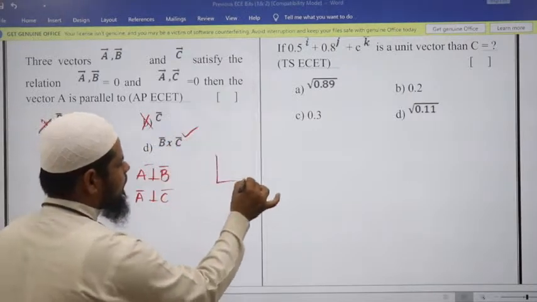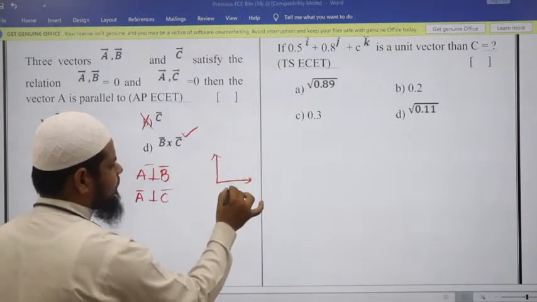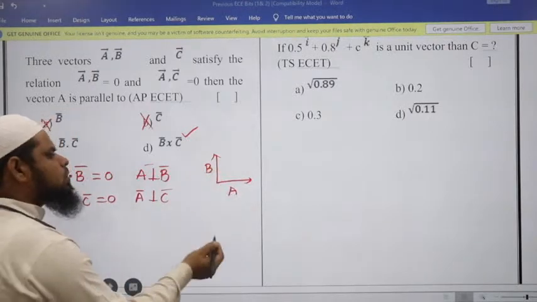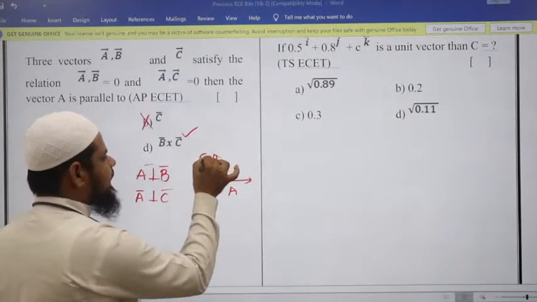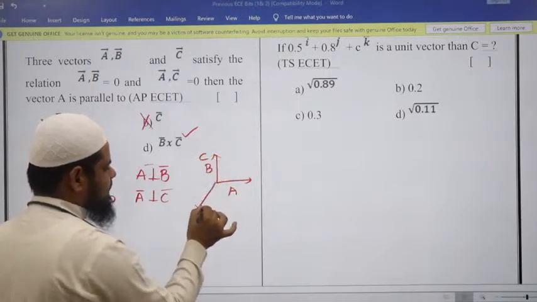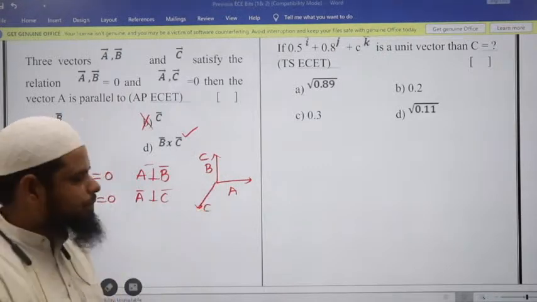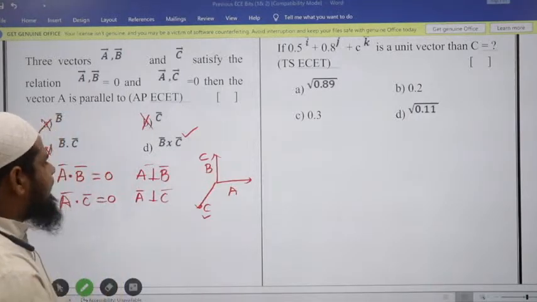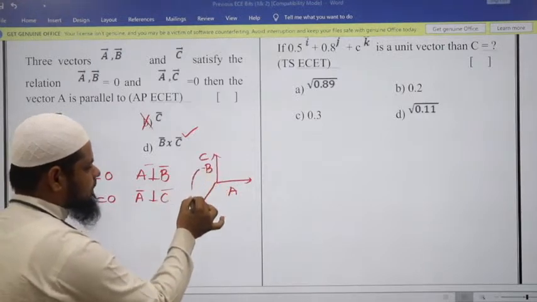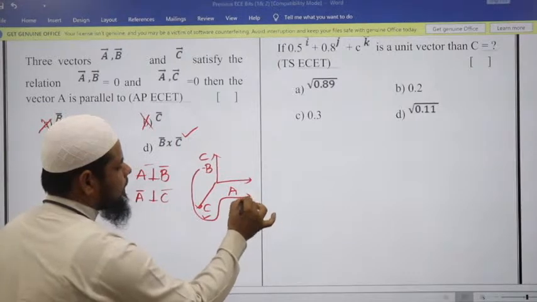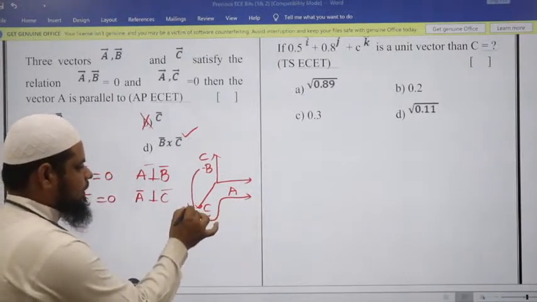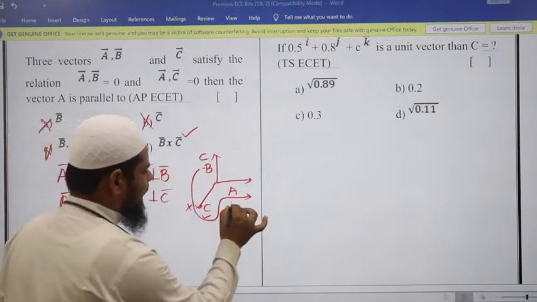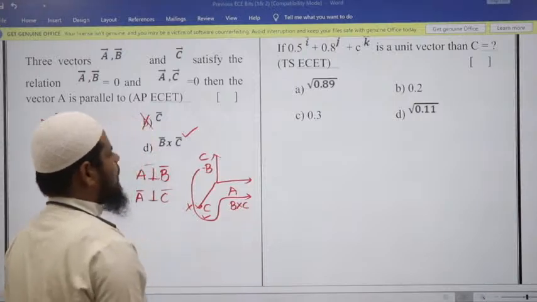Look at the explanation. A is perpendicular to b, so a and b are like this. A is also perpendicular to c, so maybe c is here, or maybe c is here, it can be anywhere. So let us consider this one. Now in that case, let us go with b cross c. What will you get? You will get b cross c is equal to a. So a is parallel to b cross c. Option D.